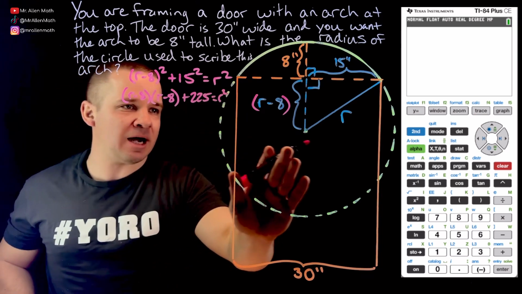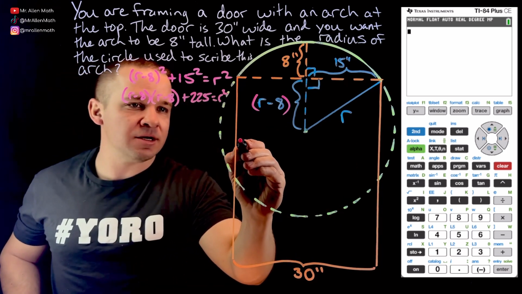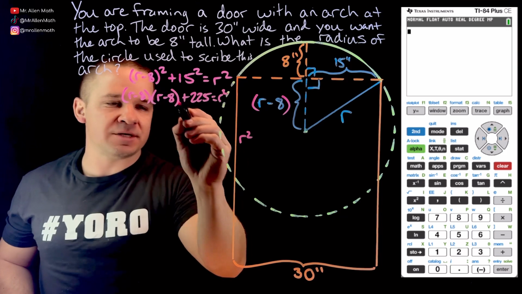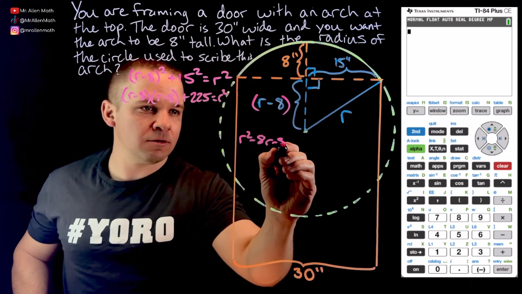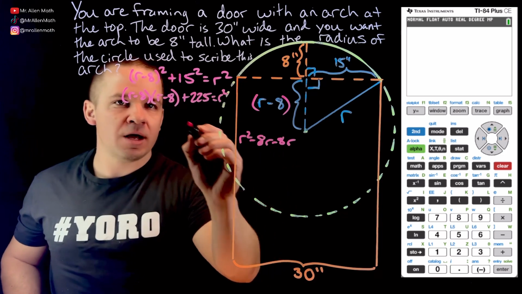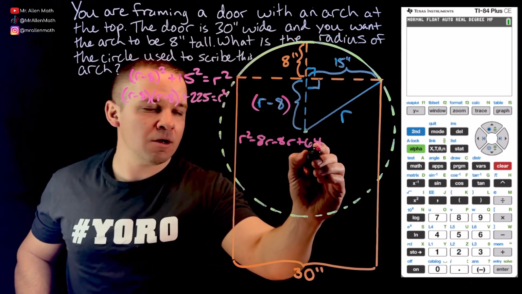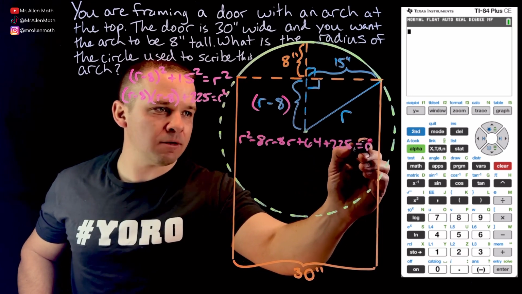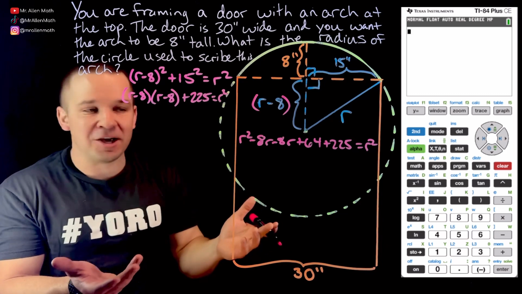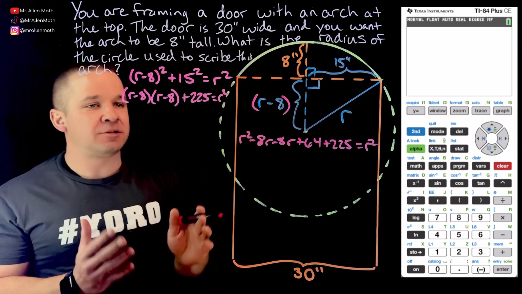I think I might finish my math in here so it doesn't get all over my face and stuff, right? So r times r is r squared. R times negative 8 is negative 8r. Then I got negative 8r again. Boom. And then we have negative 8 times negative 8 is positive 64, plus 225 equals r squared. Okay. That fit perfectly in our little doorway. That's so wonderful. Now we can combine some like terms.